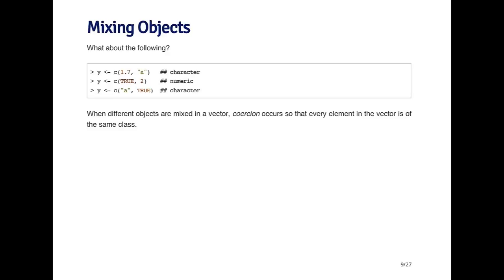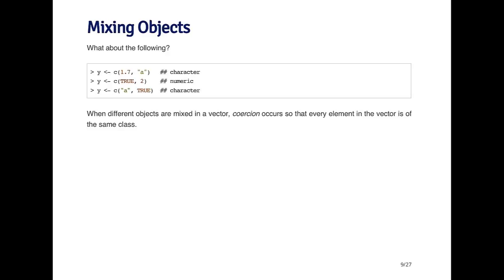Lastly, in this last example, I'm concatenating the letter a and the logical TRUE. Here the least common denominator, again, is going to be character. So the vector that you end up with is one where the first element is a and the second element is the string TRUE, T-R-U-E. It's not going to be a logical.